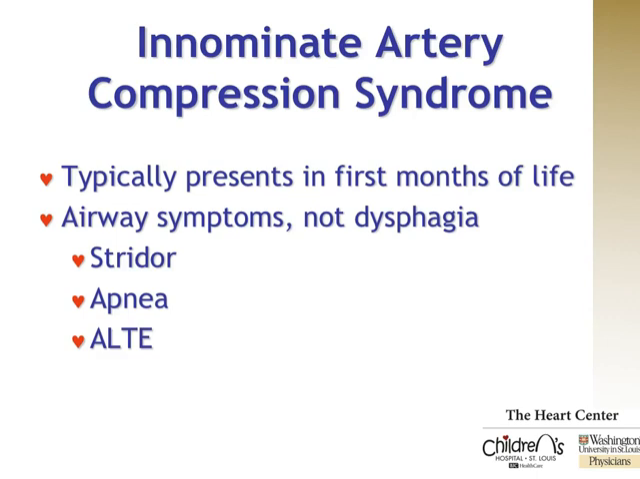Next on the lineup is the innominate compression syndrome. It's a term that I really dislike. I'll explain that in one of the upcoming slides. But innominate compression syndrome, so the concept that the innominate artery, first vessel off the aorta, is anterior to the trachea and leaning on the trachea and causing airway compromise.